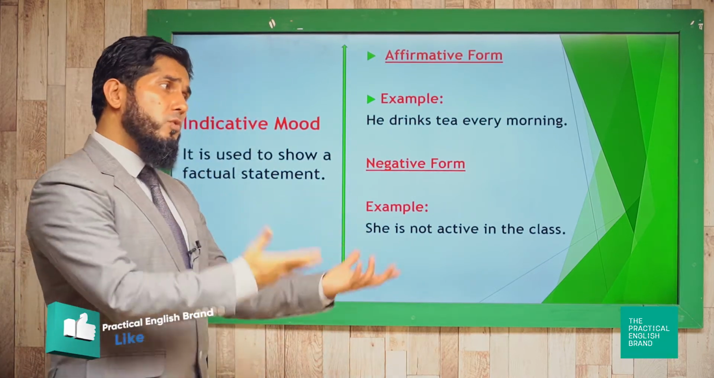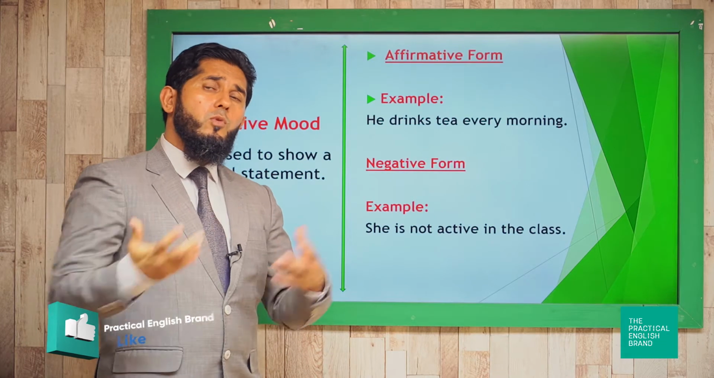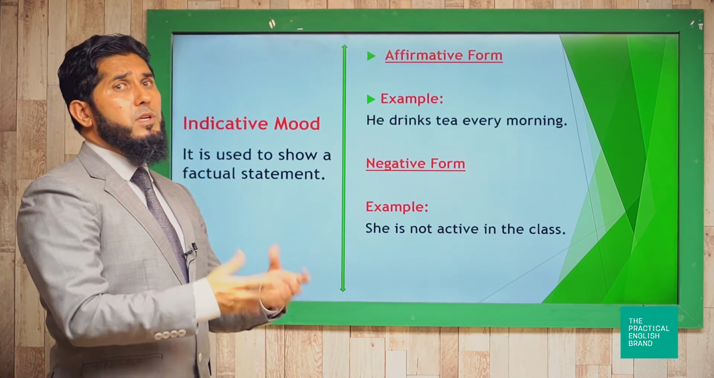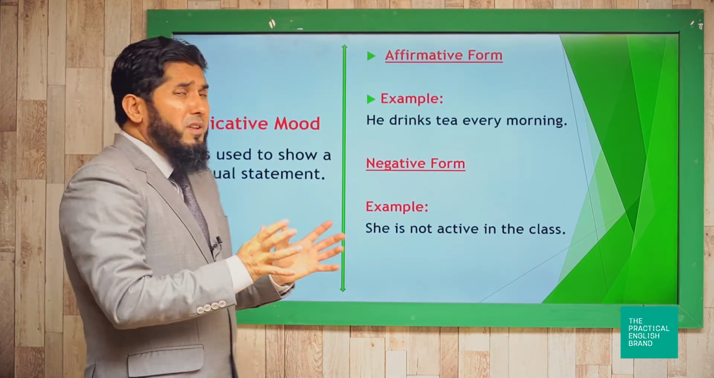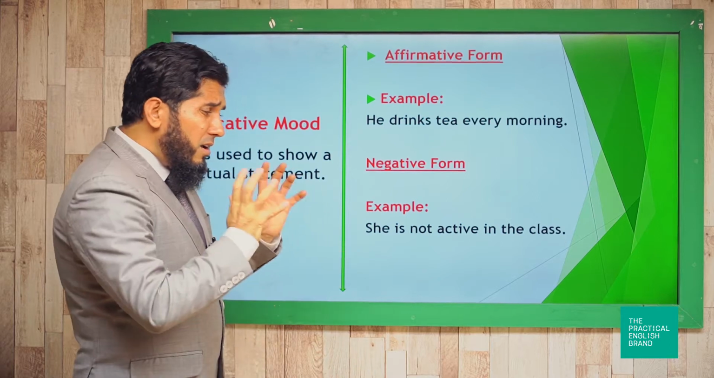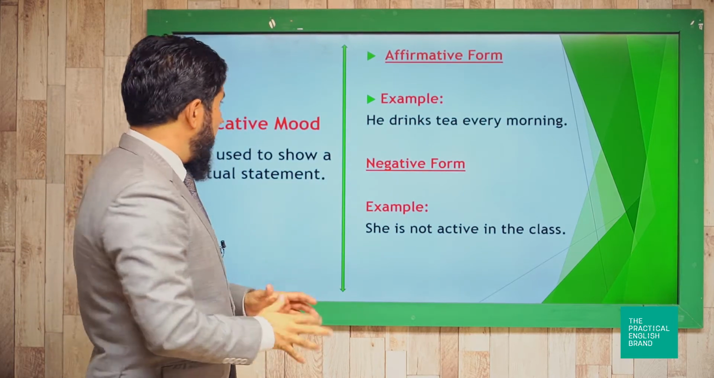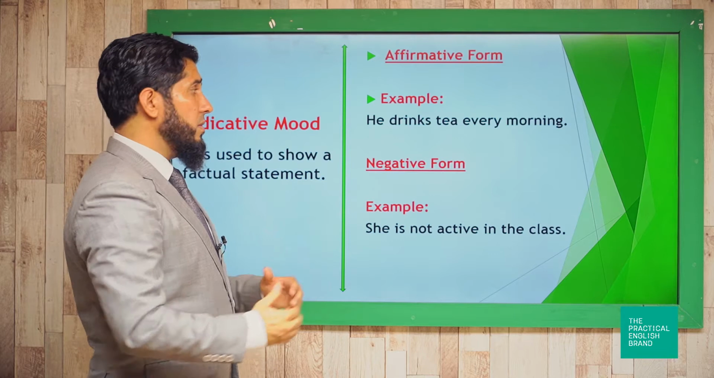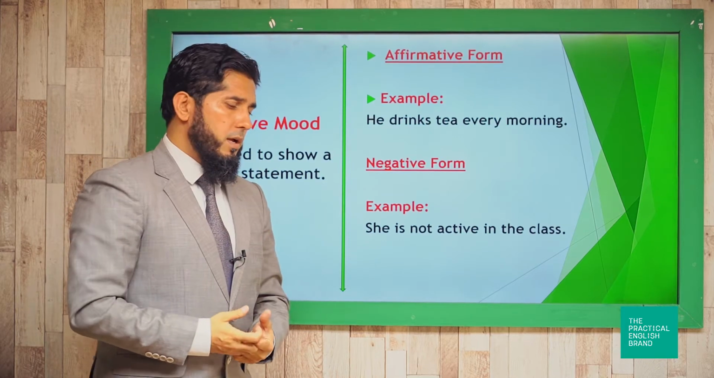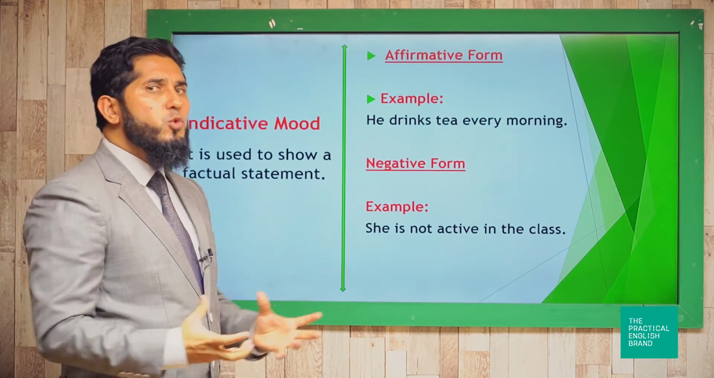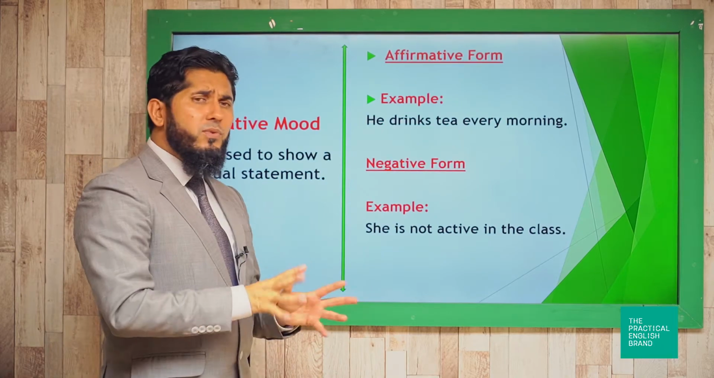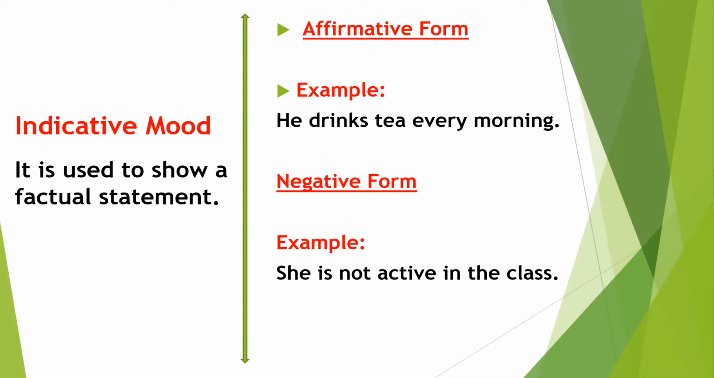You can use it. He will drink tea. He will be drinking tea. He will have drunk tea. He will have been drinking tea for a few minutes before I see him. So possible. You can use all 12 tenses. But still, it will be in indicative mood because you talk about something actually factual. And negative form: she is not active in the class.